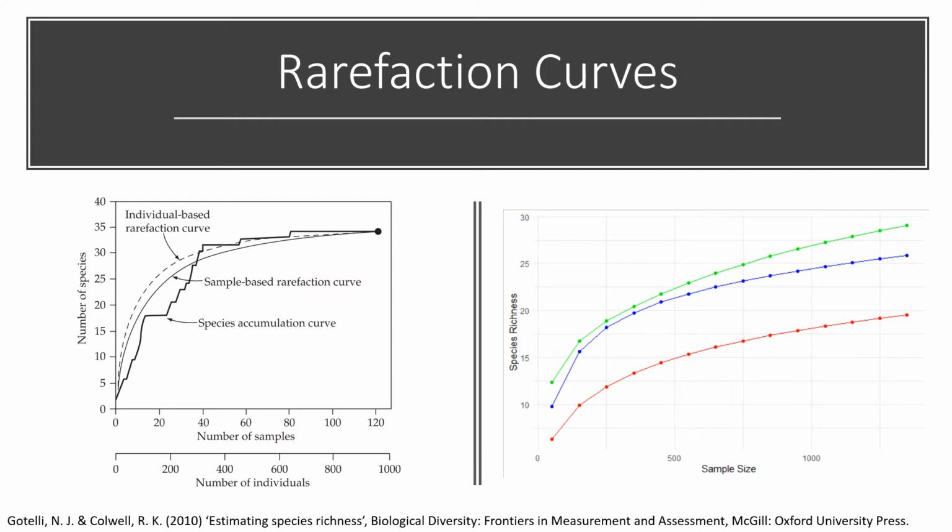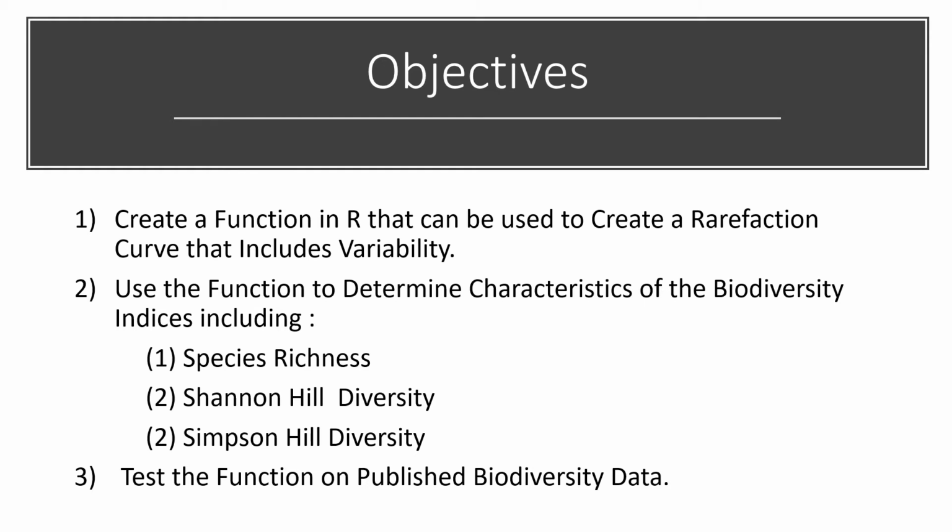And so by doing rarefaction curves this way, you run the risk of overestimating the actual species richness. So the objective of my study then is to create a function that can create a rarefaction curve that takes into account this variability. I also want to use this function to determine specific characteristics about these biodiversity indices. And then finally, I want to test my function on actual published biodiversity data.